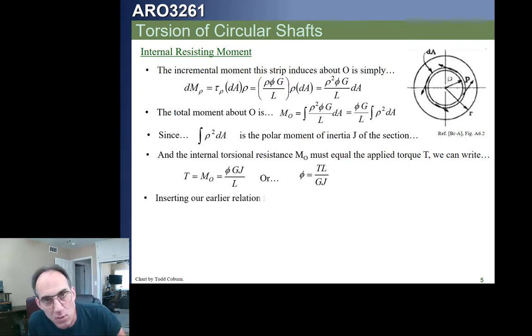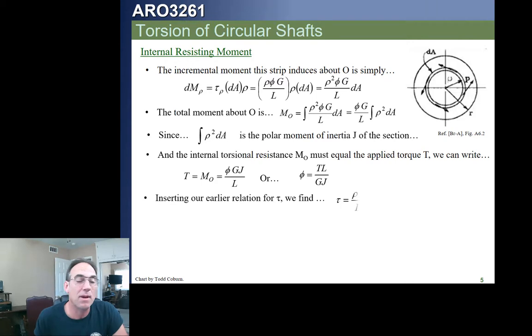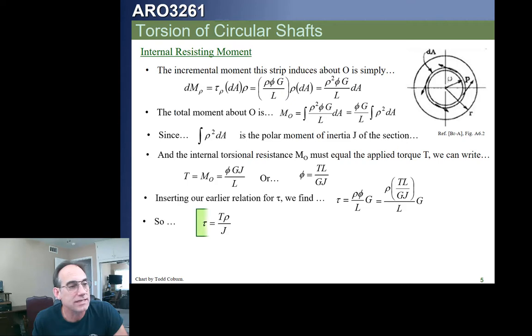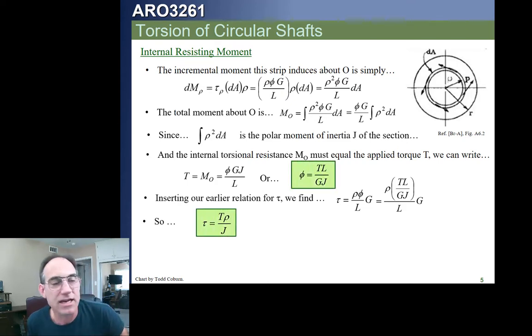This is one of those equations that you are going to probably want to memorize because we're going to use it a lot, as we memorized Hooke's law. So the angle of twist is TL over GJ. Okay, now we can say, using our earlier expression for the shear stress, which we aren't going to use in that form, plug in our angle of twist, and we find this, that our shear stress is TR over J.